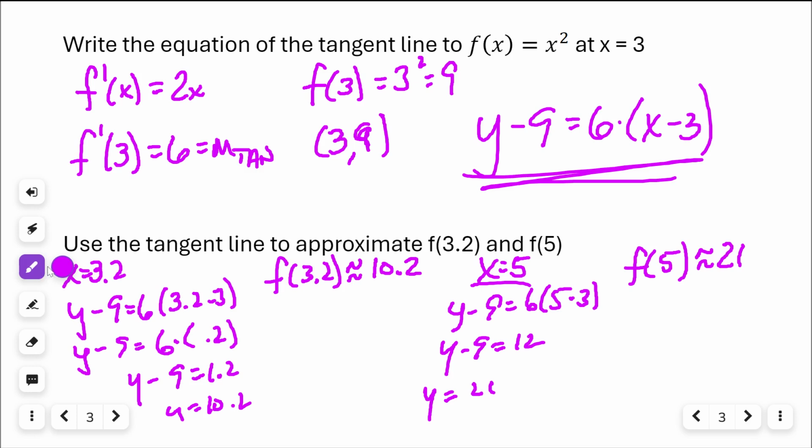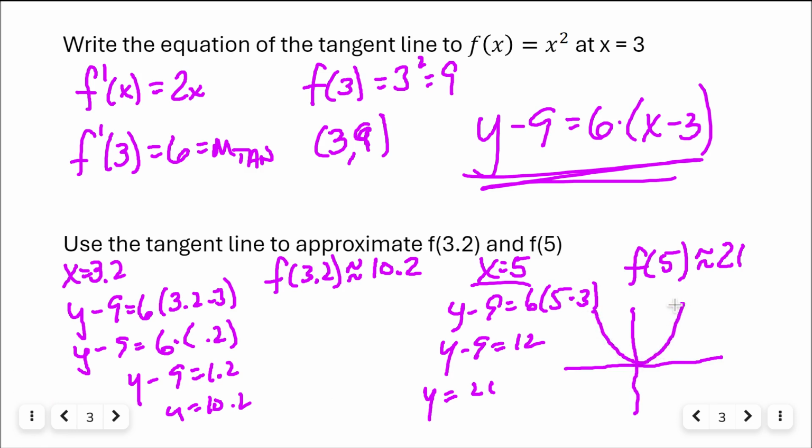Let's take a look graphically at what we actually see. So here's a graph. Here's x squared. And now let's say somewhere over here, this is 3. This is where I'm going to build my tangent line at x equals 3. That's what I did up above. And I'm going to draw my tangent line here. There it is.